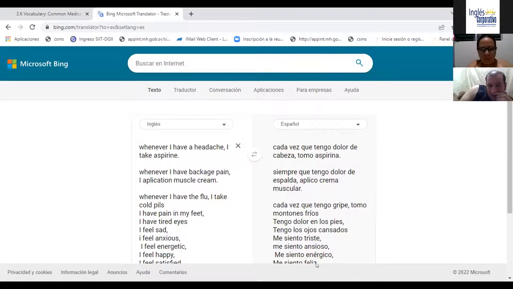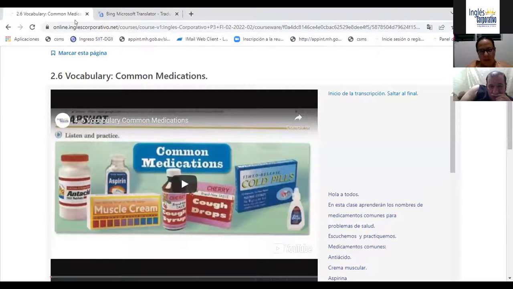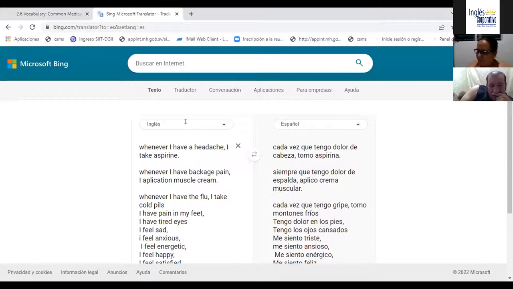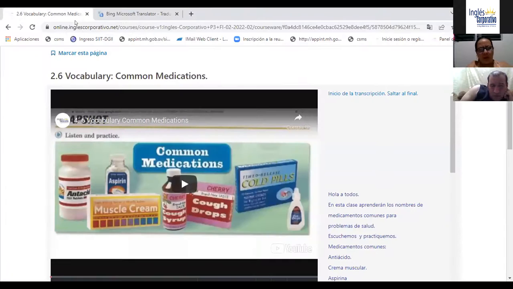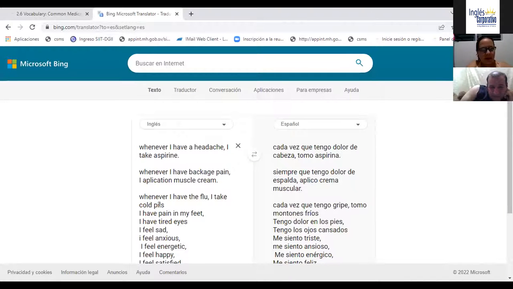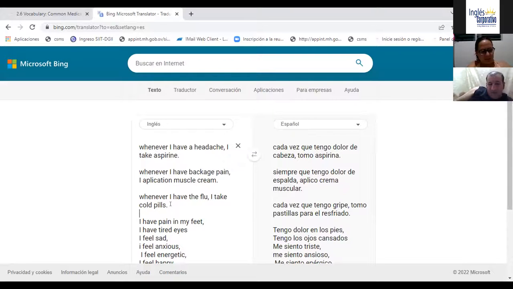Pero colds está mal, dice montones de frías. Y también lo del antiácido por problemas del estómago, puede ser. Sí, tendríamos que poner eso. Pero aquí cold está bien escrito, ¿verdad? Cold es como de frío. Lo que pasa es que falta una L en pills, porque pills es con LLS. Es pastillas para el resfriado. Ahí ya tenemos tres oraciones.